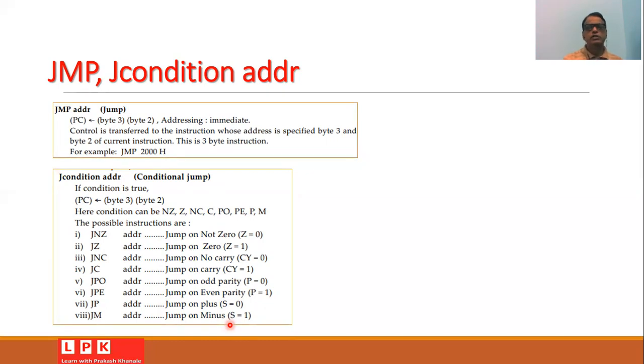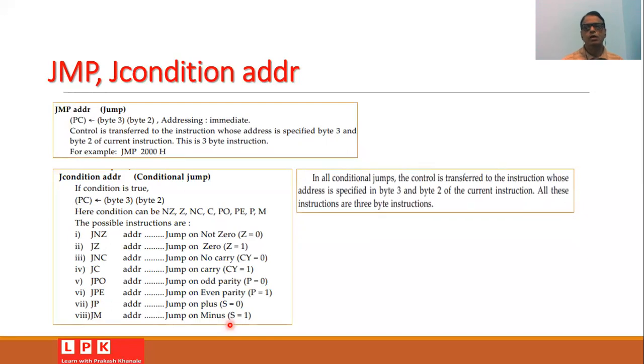So in the conditional jump, the condition is to be tested, and if the condition is true, then only the branching will occur. Otherwise, the branching will not occur. In all conditional jumps, the control is transferred to the instruction whose address is specified in byte 2 and byte 3 of the current instruction. All such instructions are also 3-byte instructions because the address is mentioned in the instruction itself.